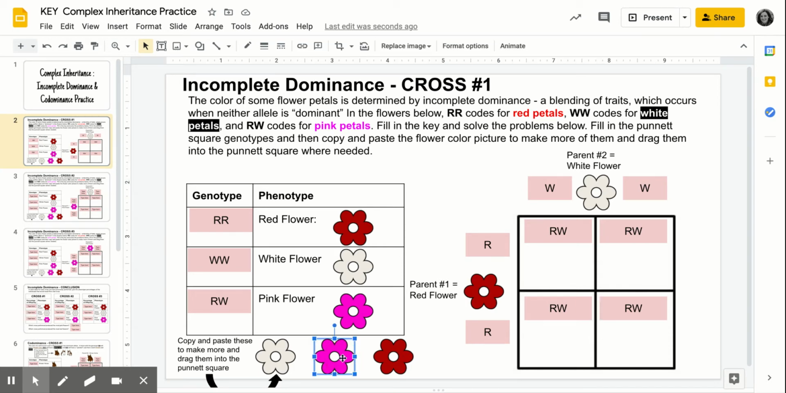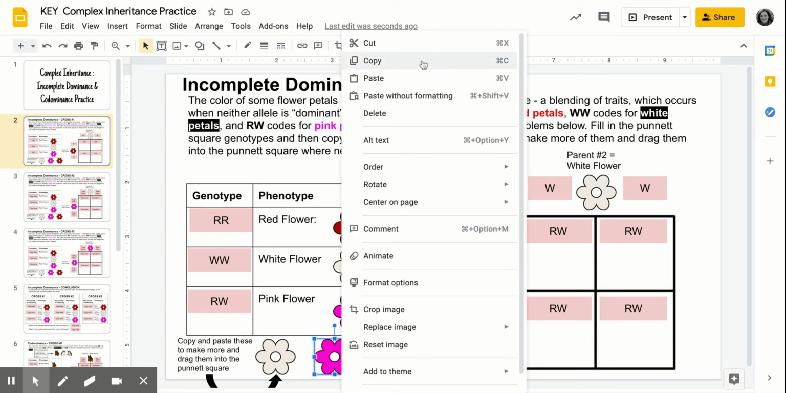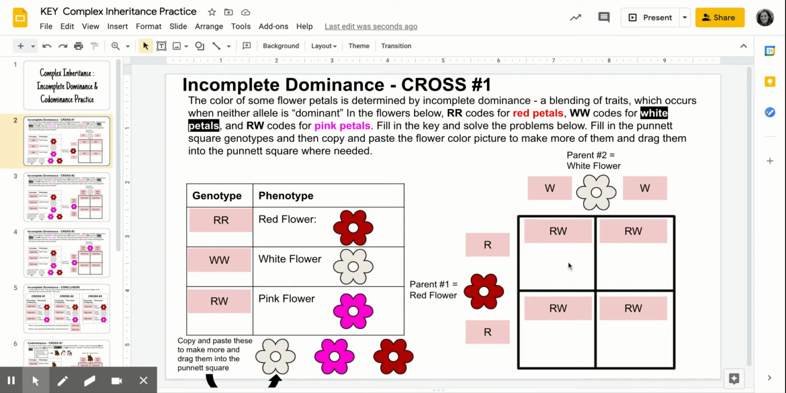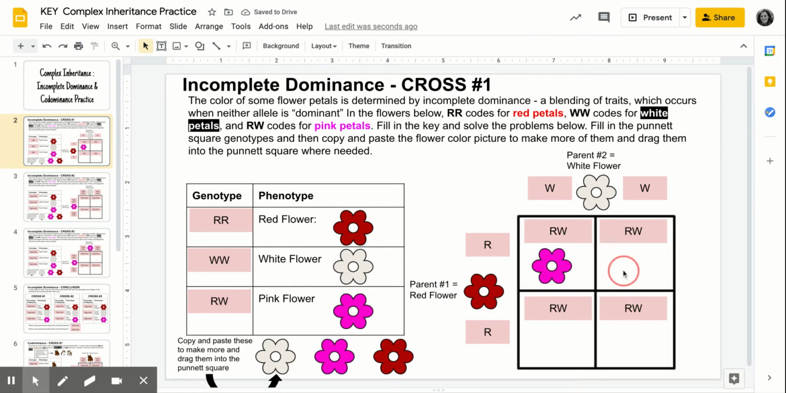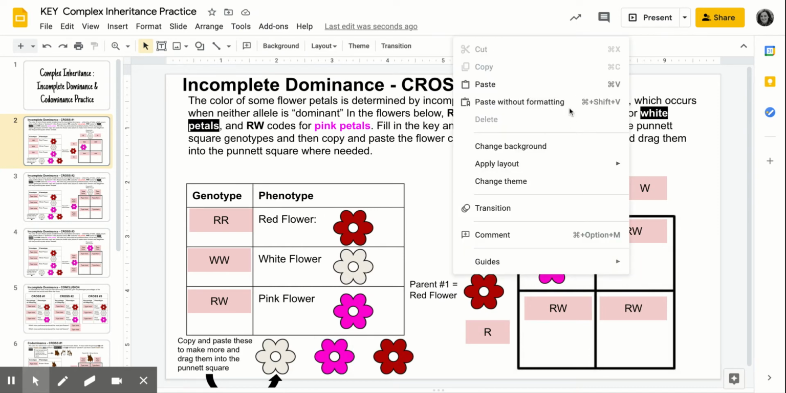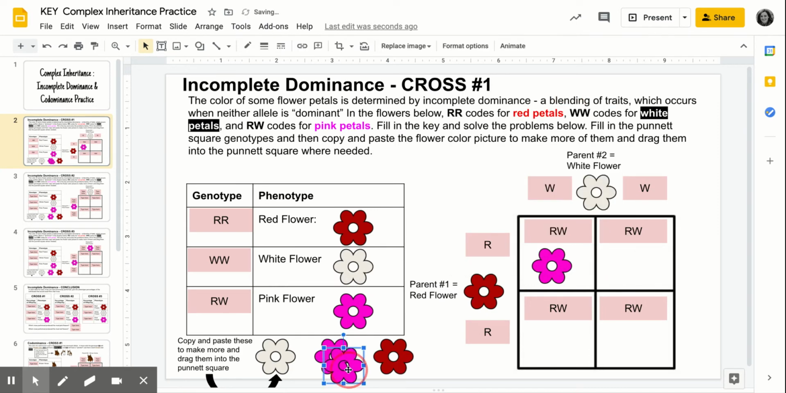So we're just going to real quick copy and paste these. So here we have a pink one. Copy and paste another one. Here we have a pink one. Copy and paste another one.